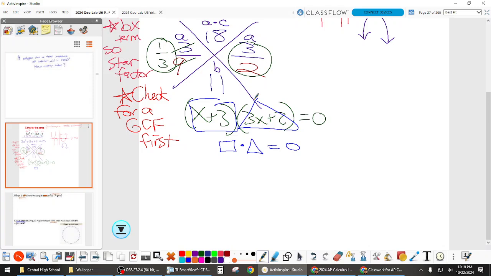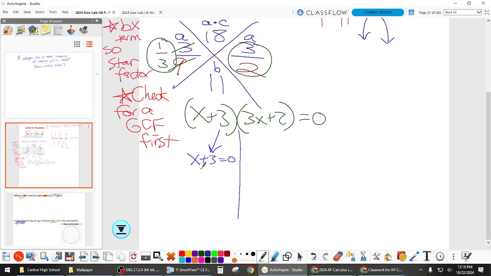So that's called the zero product property. If two things are multiplied and make 0, something is 0. That's what that says. So that means we have to figure out where this one is 0. Well, if I solve that little equation, I get x is negative 3.